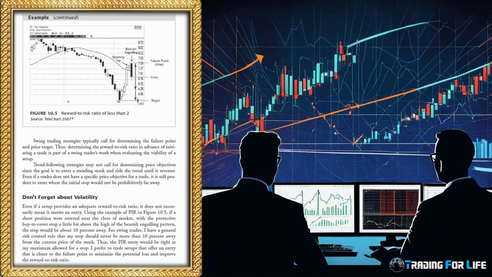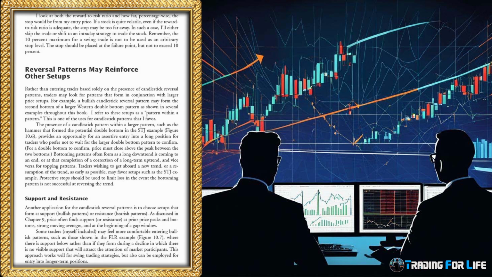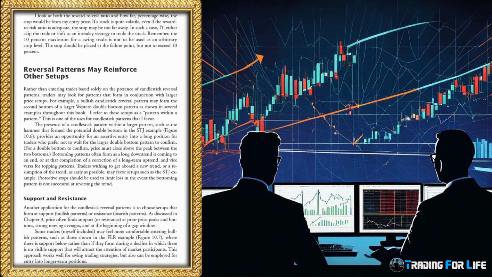I prefer to trade setups that offer an entry that is closer to the failure point to minimize the potential loss and improve the reward-to-risk ratio. I look at both the reward-to-risk ratio and how far, percentage-wise, the stop would be from my entry price. If a stock is quite volatile, even if the reward-to-risk ratio is adequate, the stop may be too far away. In such a case, I'll either skip the trade or shift to an intraday strategy to trade the stock. Remember, the 10% maximum for a swing trade is not to be used as an arbitrary stop level. The stop should be placed at the failure point, but not to exceed 10%.